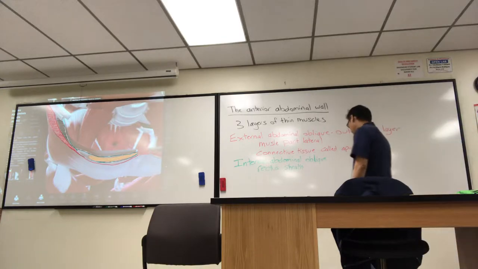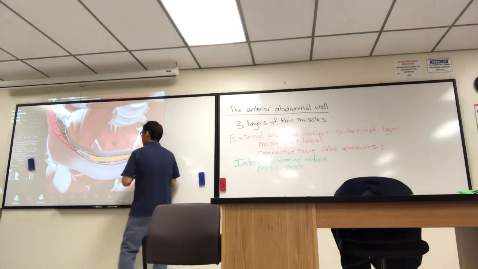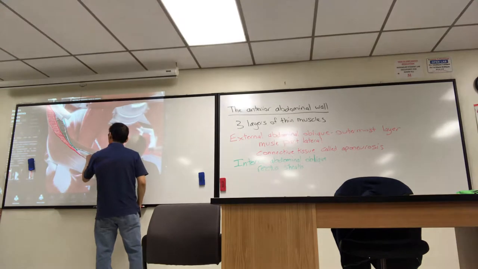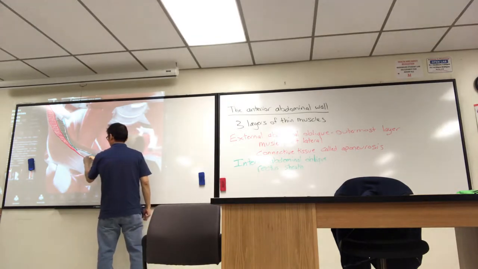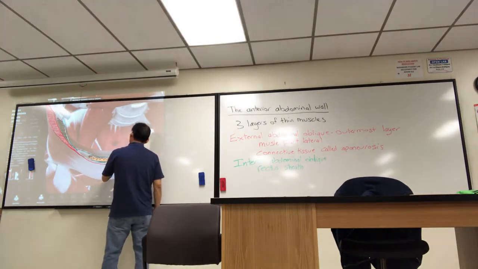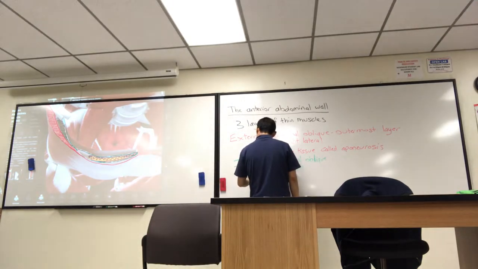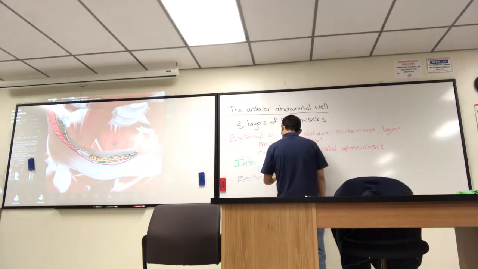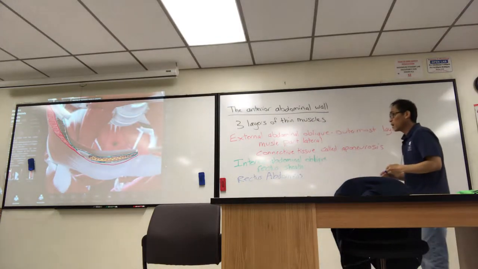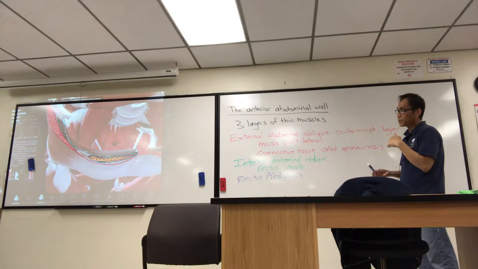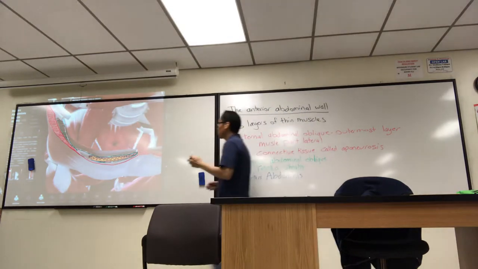So, use the color here, I guess. How about blue? That's rectus abdominis. Now the deepest layer is transversus abdominis. I just use black. It's right here.